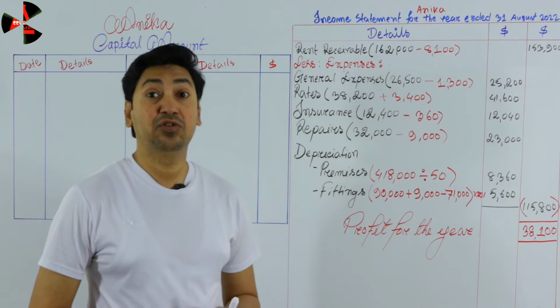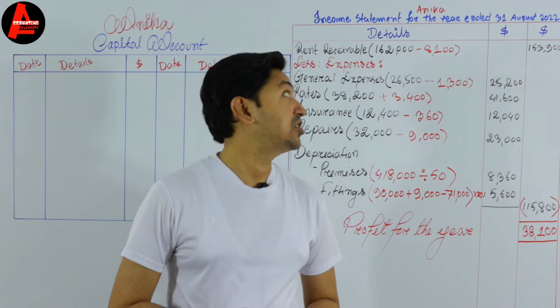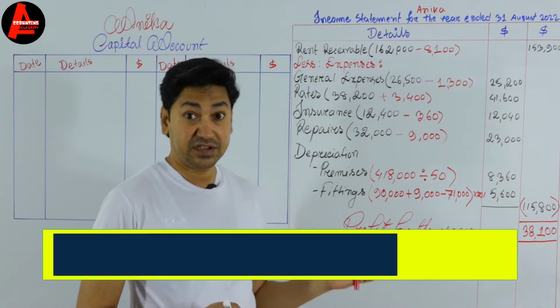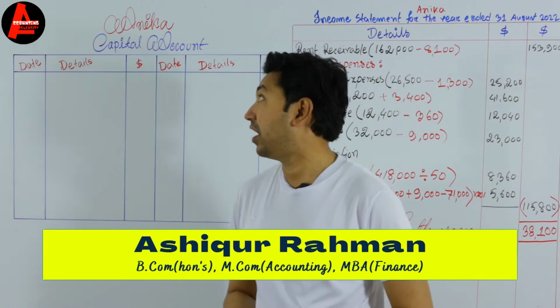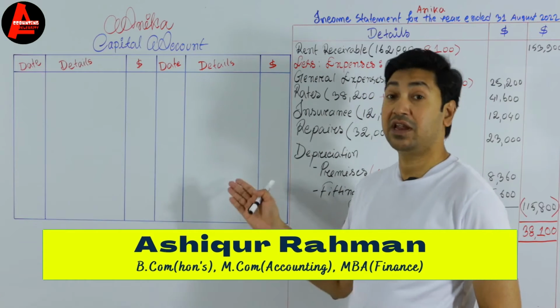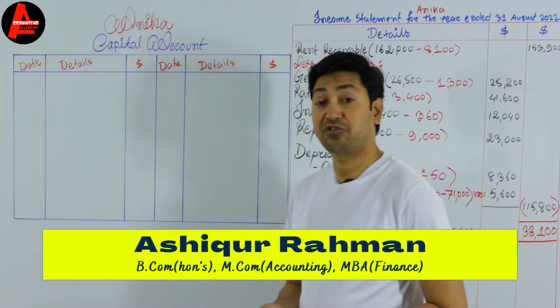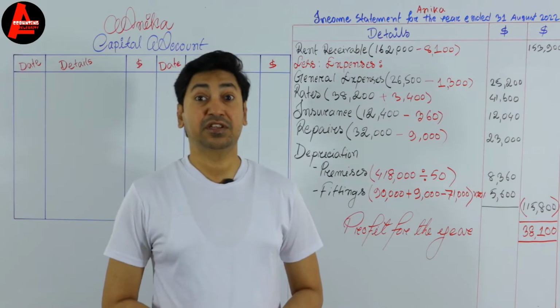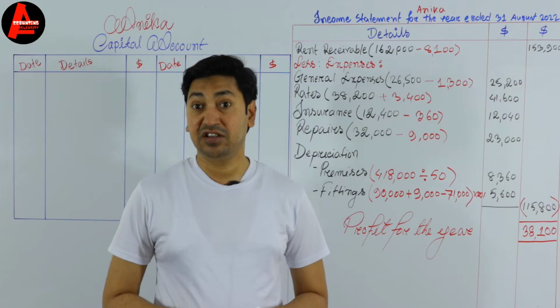So here we had two parts. In the first part I explained how to prepare an income statement for a service business, and today in the second part I will show you how to prepare the capital account. We covered a question taken from the Cambridge O-level accounting first paper. Here is the question on the screen.